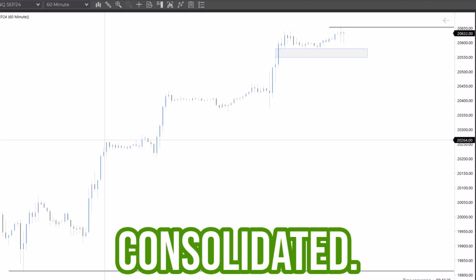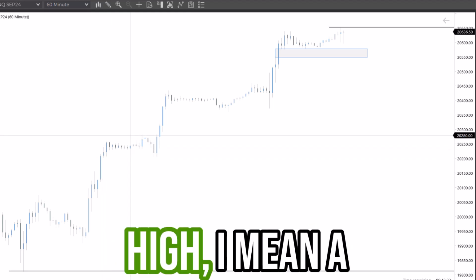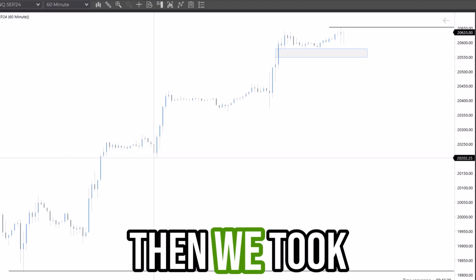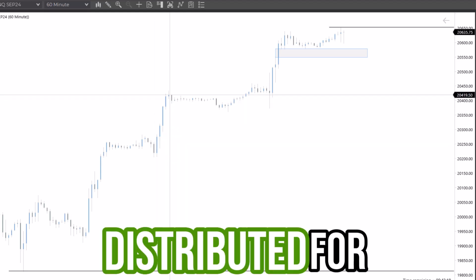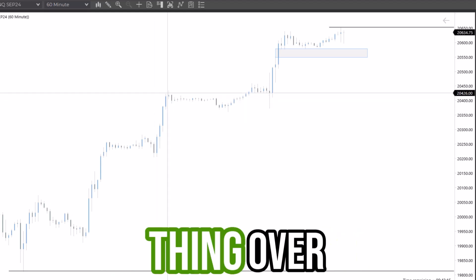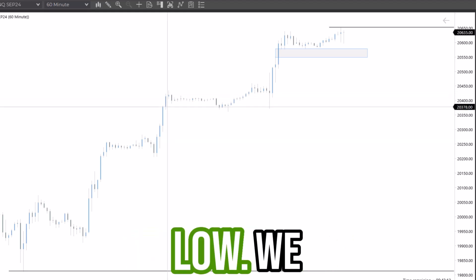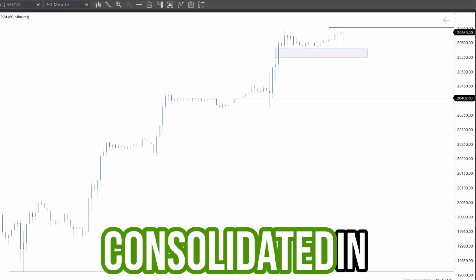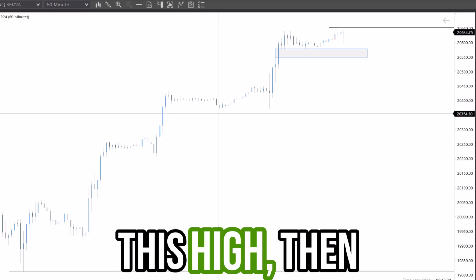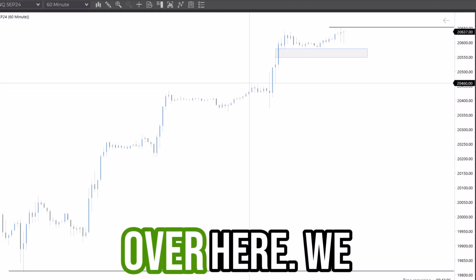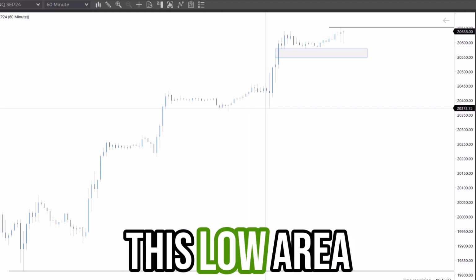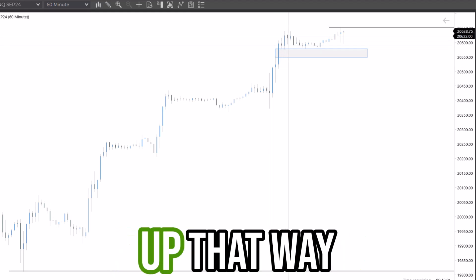Price consolidated. So we had a low, a high, and then we took out that low, and then we shot off and distributed for that high. Same thing over here. We had a low, we consolidated in this zone, had this high, then this low, high over here. We went down to this low area again, and then we distributed up that way too.